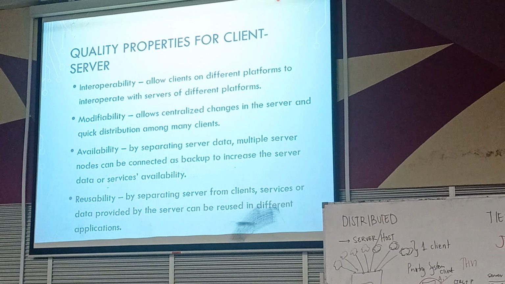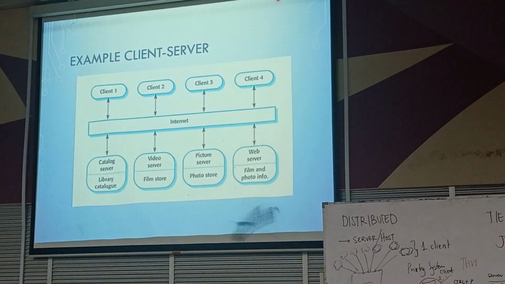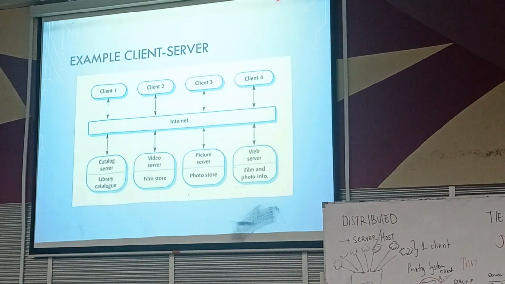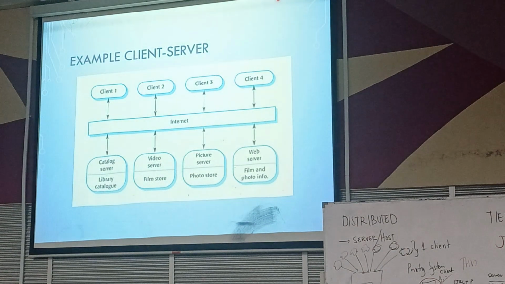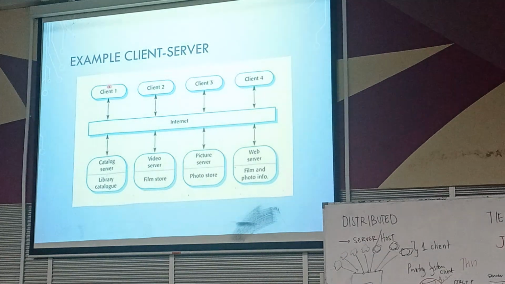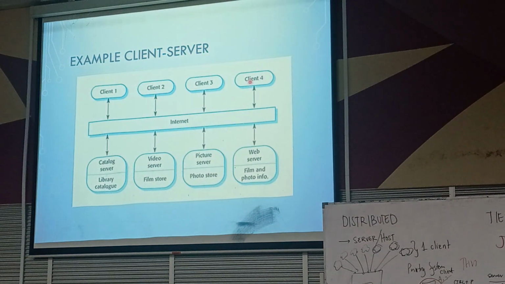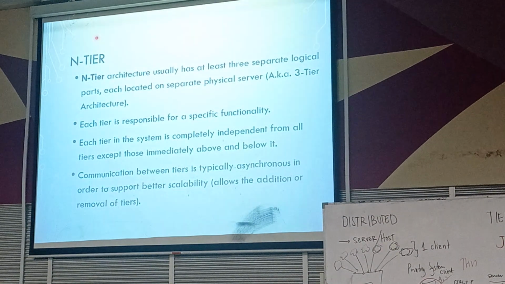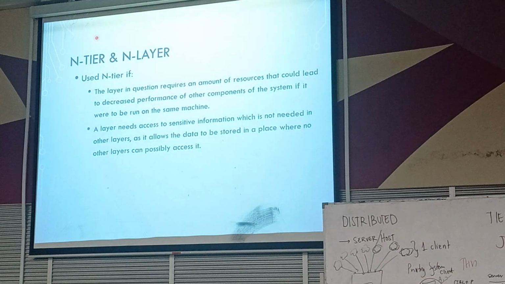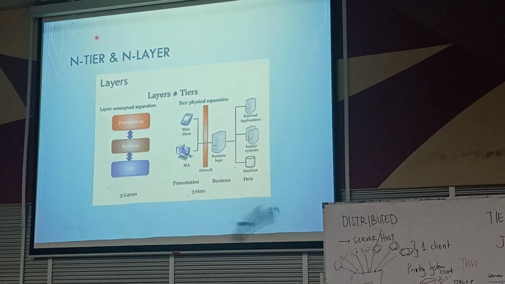Okay, client-server also promotes modifiability, availability, and reusability. So this is another client-server architecture that does not relate to... Okay, this relates to web-based applications. So you can see here, this is the internet. These are my clients. Basically, these are browsers or mobile apps or web apps, and then these are all the components. Okay, so we call them tiers, n-tier. N-tier means how many machines you need to create in order to build the structure.